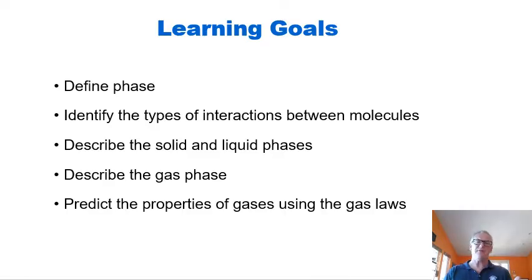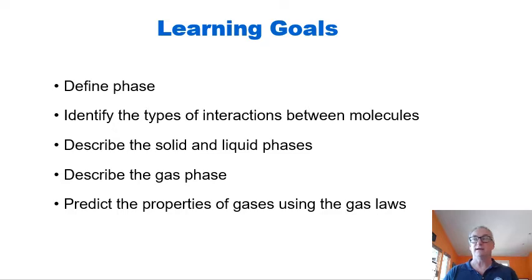So we're going to define what phase means. We're going to talk about the different kinds of interactions between molecules, because that's the key to this whole thing. How do different molecules interact with each other? That will define whether something's a solid, liquid, or a gas. We'll use different methods to describing the different phases based on what kind of properties their molecules have.